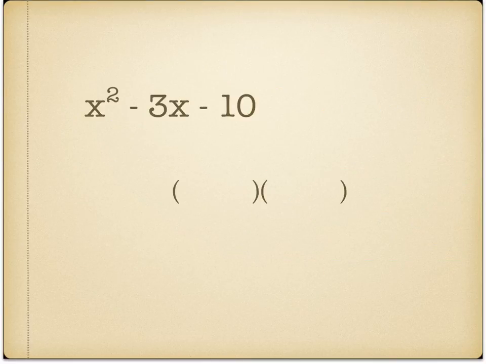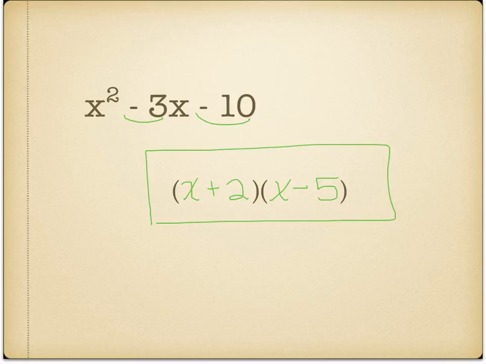Factors are going to be x plus 2, x minus 5. So a positive 2 and a negative 5 give me a negative 3 when I add them. When I multiply them, they give me a negative 10. I can check that by multiplying all the way back out. So now you know how to factor using the reverse FOIL method.